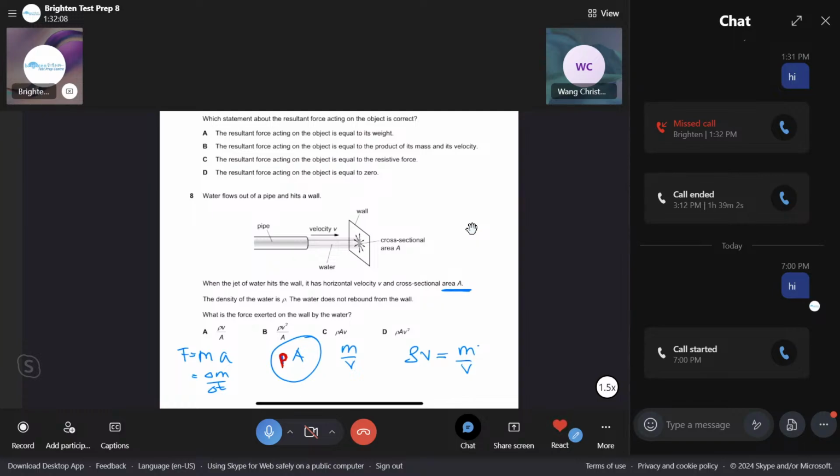So then times velocity is momentum over volume. Times another velocity is cancel out the one dimension of the volume. Then you have per second, so it's momentum per second per area, and force per area. So in consequence, what is the answer? D.